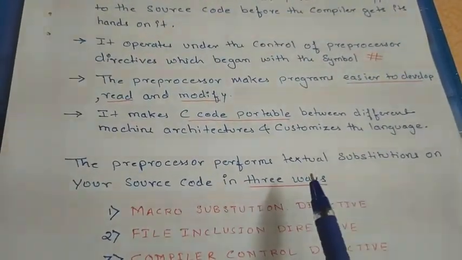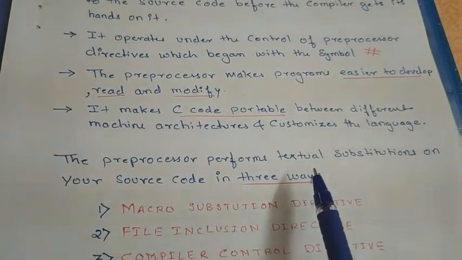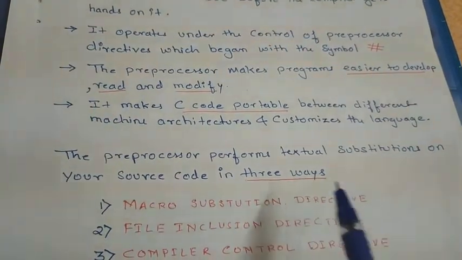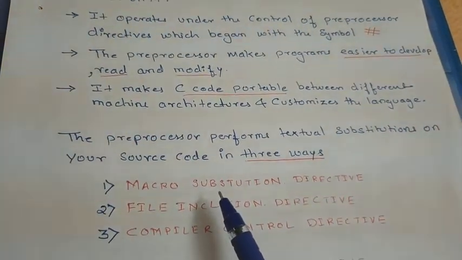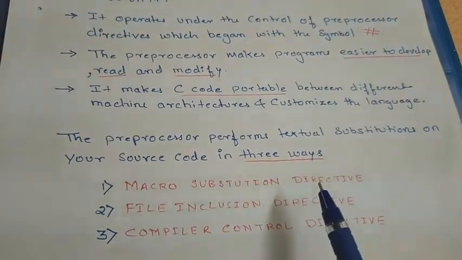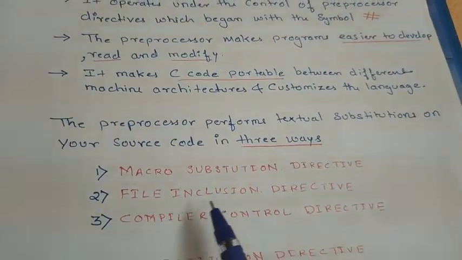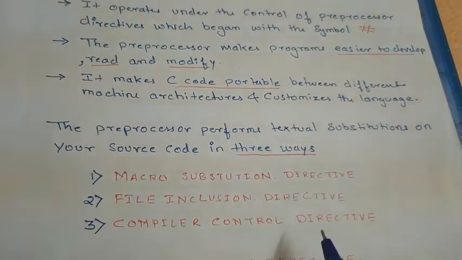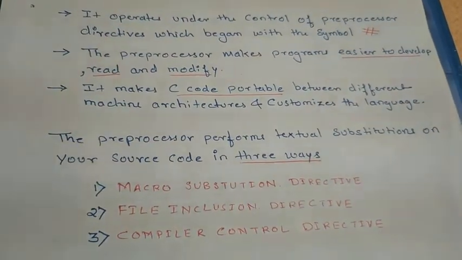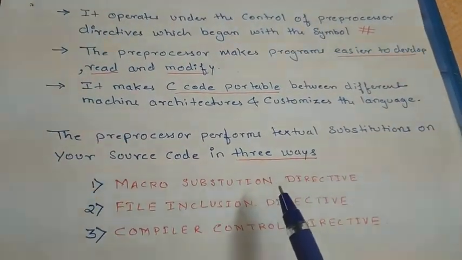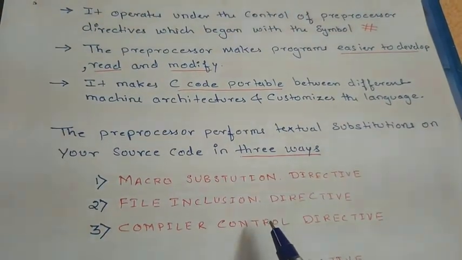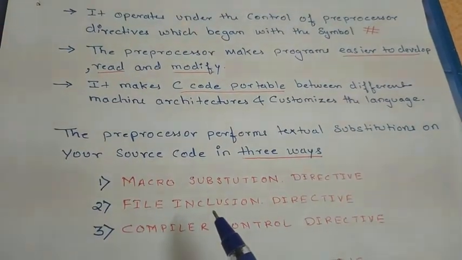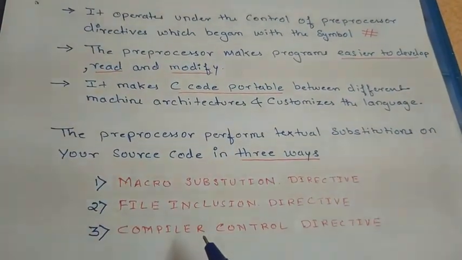The preprocessor's textual substitutions on your source code happen in three ways. They are: one is macro substitution directive, second one is file inclusion directive, and the third one is compiler control directive. So we can use these preprocessor directives in three different ways.